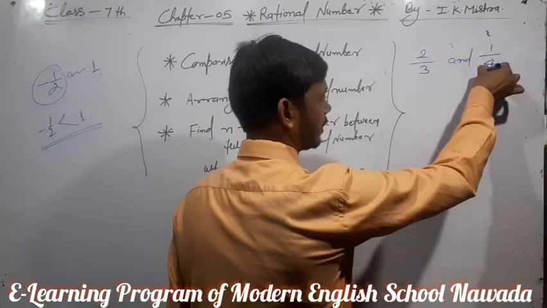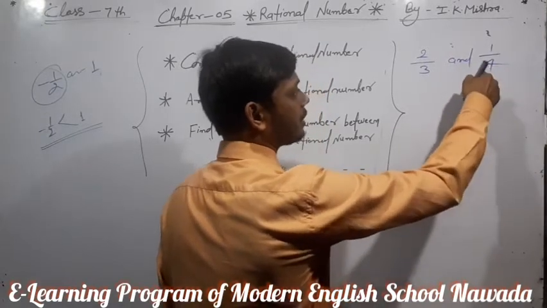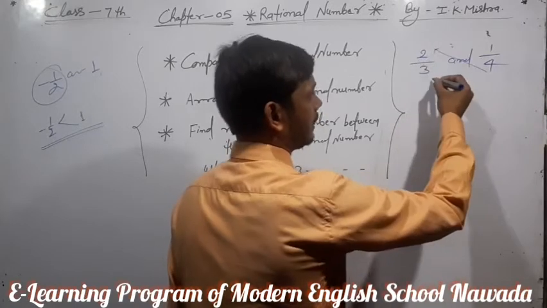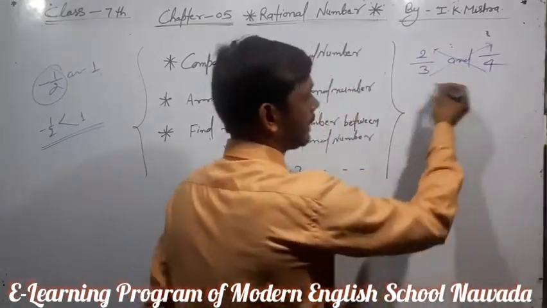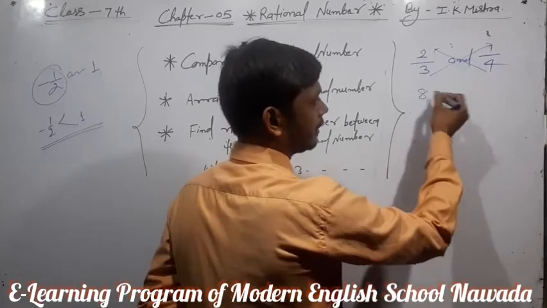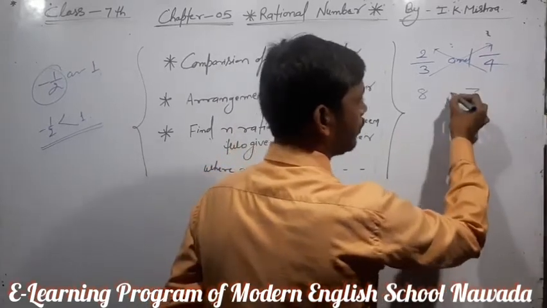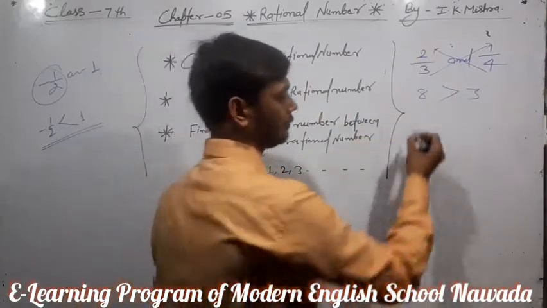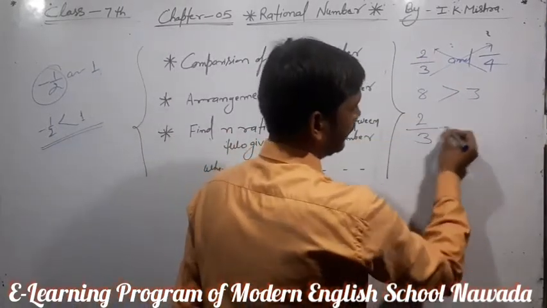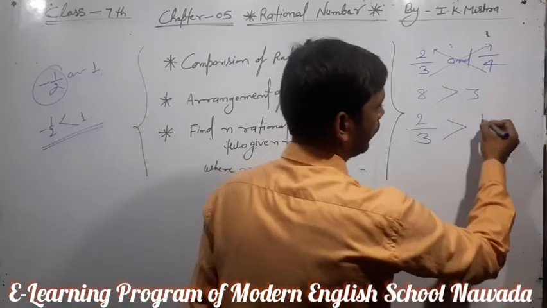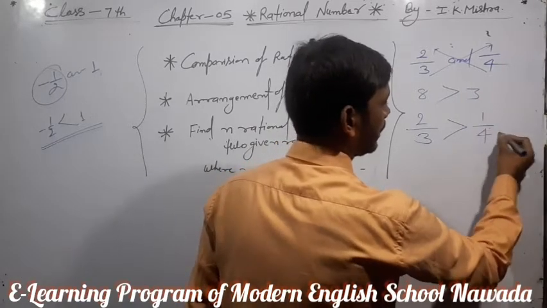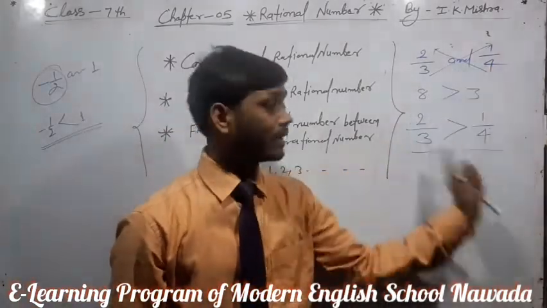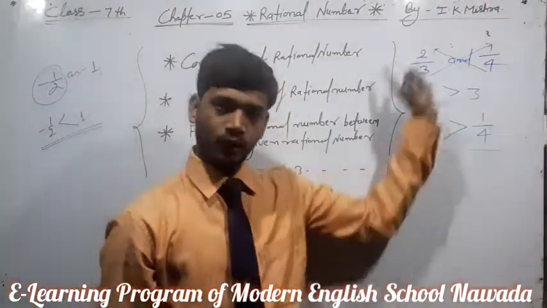cross multiplication. Cross multiplication means first multiply 2 and 4 and write it on the left side. Here write 8 and here 3. Here 8 is greater than 3. That means 2 by 3 is greater than 1 by 4. When you have to compare two rational numbers having the same sign, you can apply this type of method.